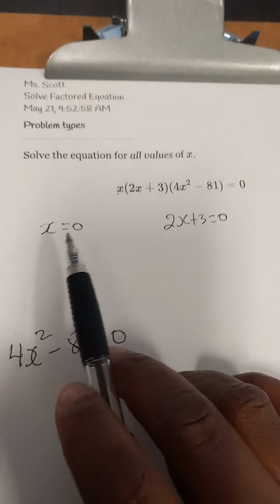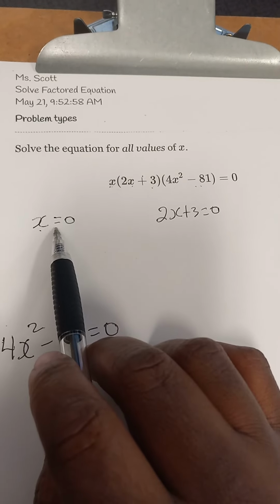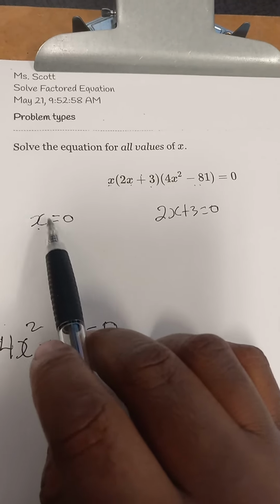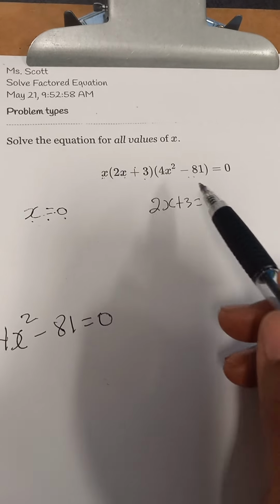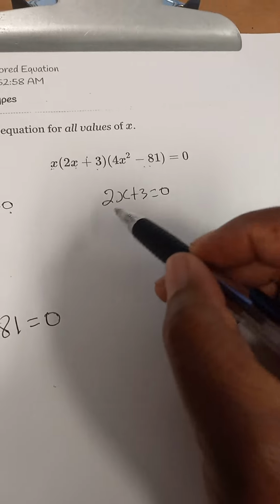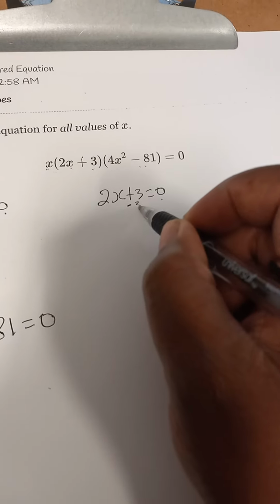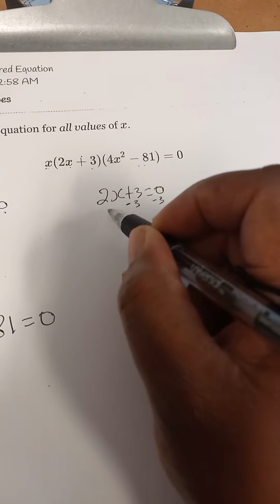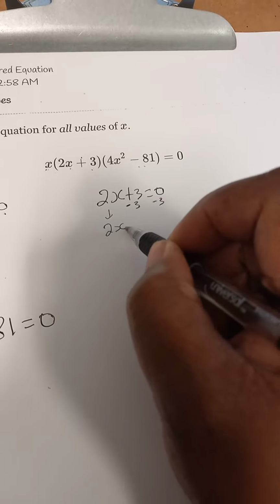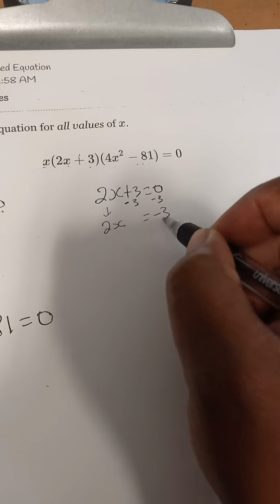So each of these I'm going to solve. x is equal to 0 is already x equals 0. There's nothing you could do about it, so that remains the same. So now we have 2x plus 3 is equal to 0. We are going to take 3 from both sides. So that's leaving me with 2x, which is equal to negative 3.